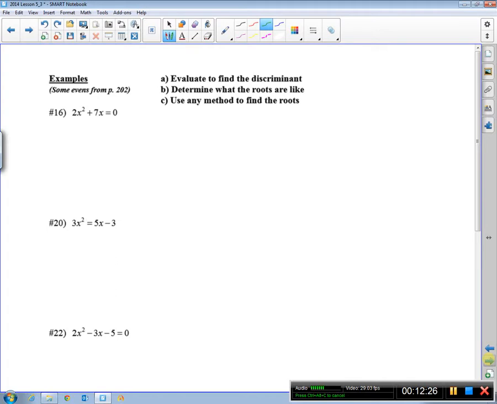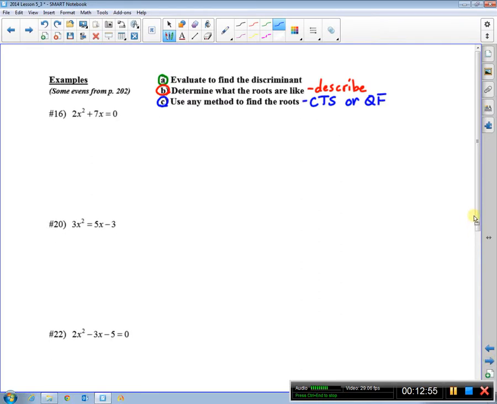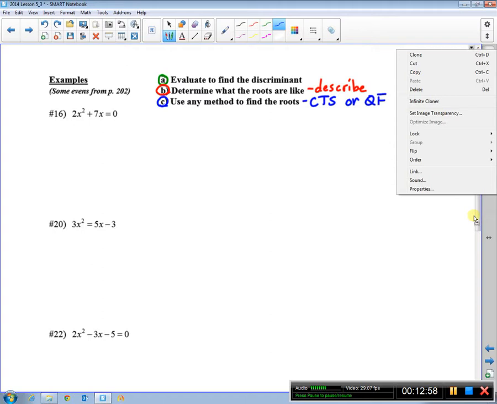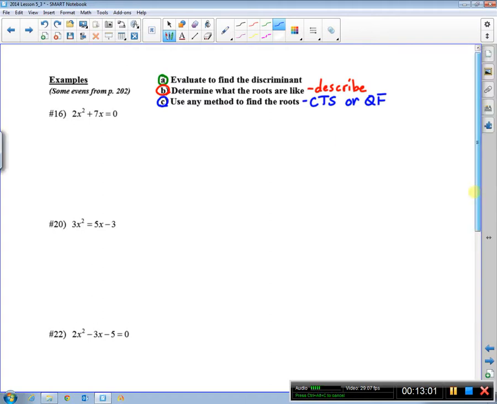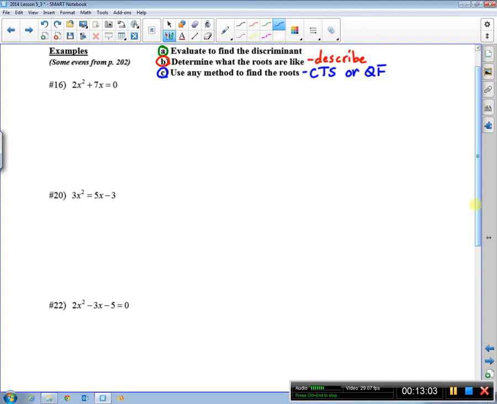So on the next page, we want to find the discriminant, then determine what the roots are like. We're going to describe them based on the chart. And then part C, we're actually going to find the roots. So this is going to either be by completing the square or the quadratic formula. Now it would take a long time to do all of these. So I'll see how the time goes. It may be that I leave a few blank to do with you tomorrow.